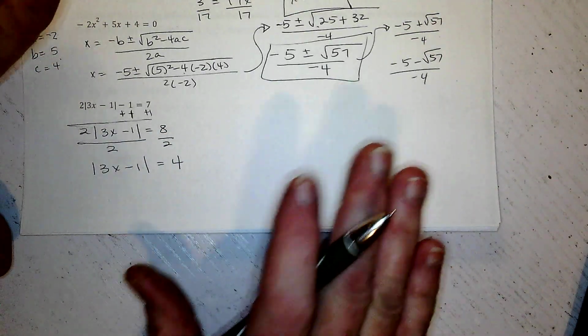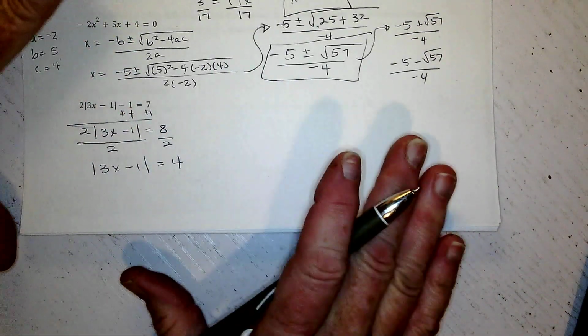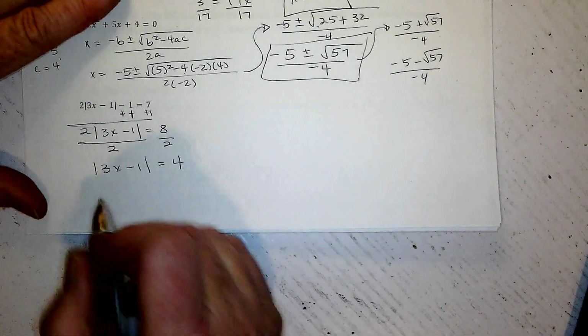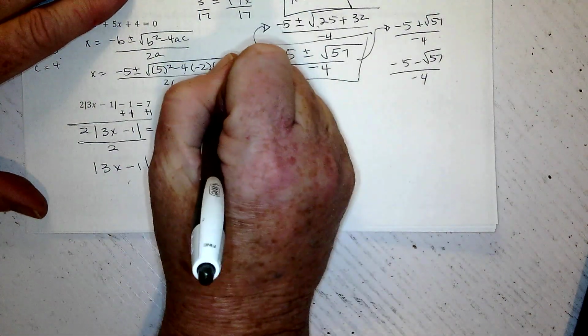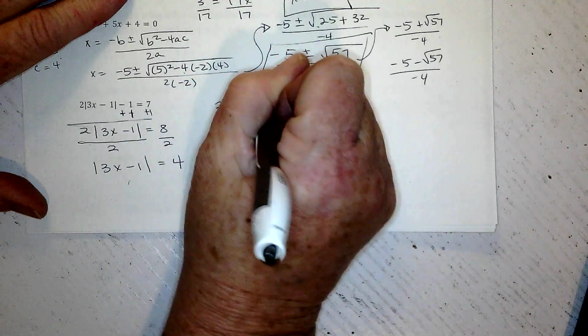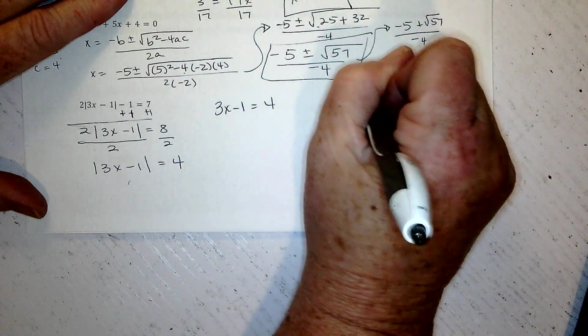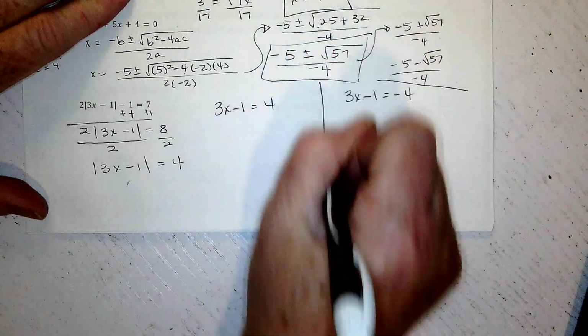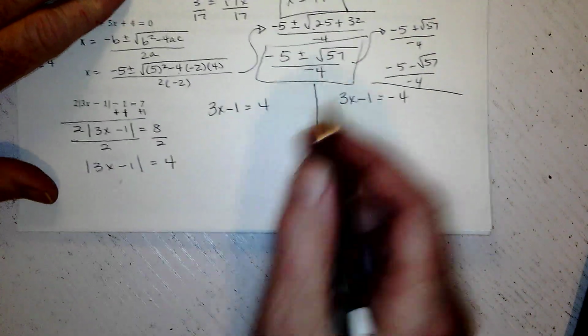We can't do it until it's all by itself on one side with nothing else attached, and do not distribute anything into it. Okay, so to get rid of that absolute value sign, we can go 3x minus 1 equals 4, and 3x minus 1 is equal to negative 4. This is how we do it. We're going to have to break these in half. There's going to be 2 answers.